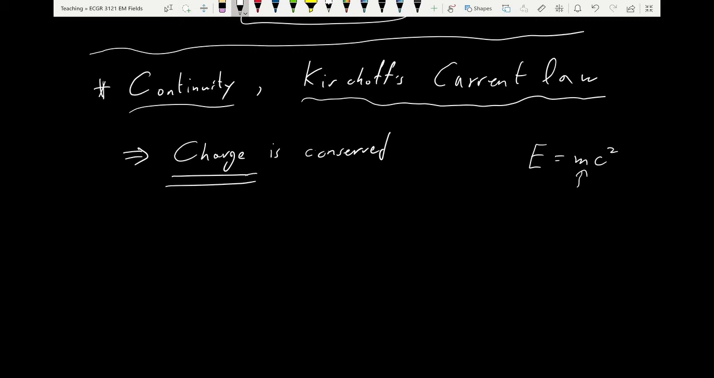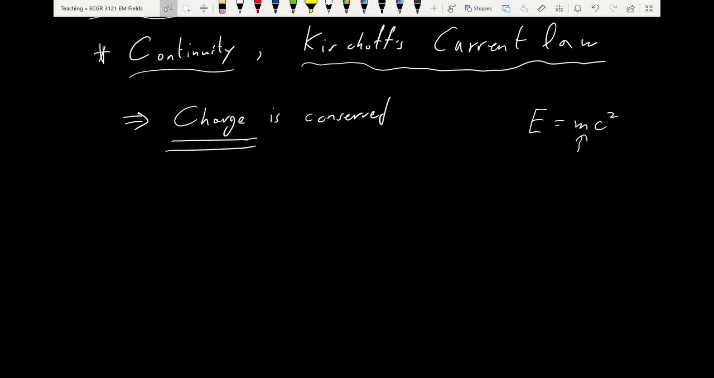Charge is like energy and momentum. If someone tells you, hey, there's a physical phenomenon that does not conserve momentum, you should instantly know that it's a bunch of hooey. Okay, so charge is conserved.